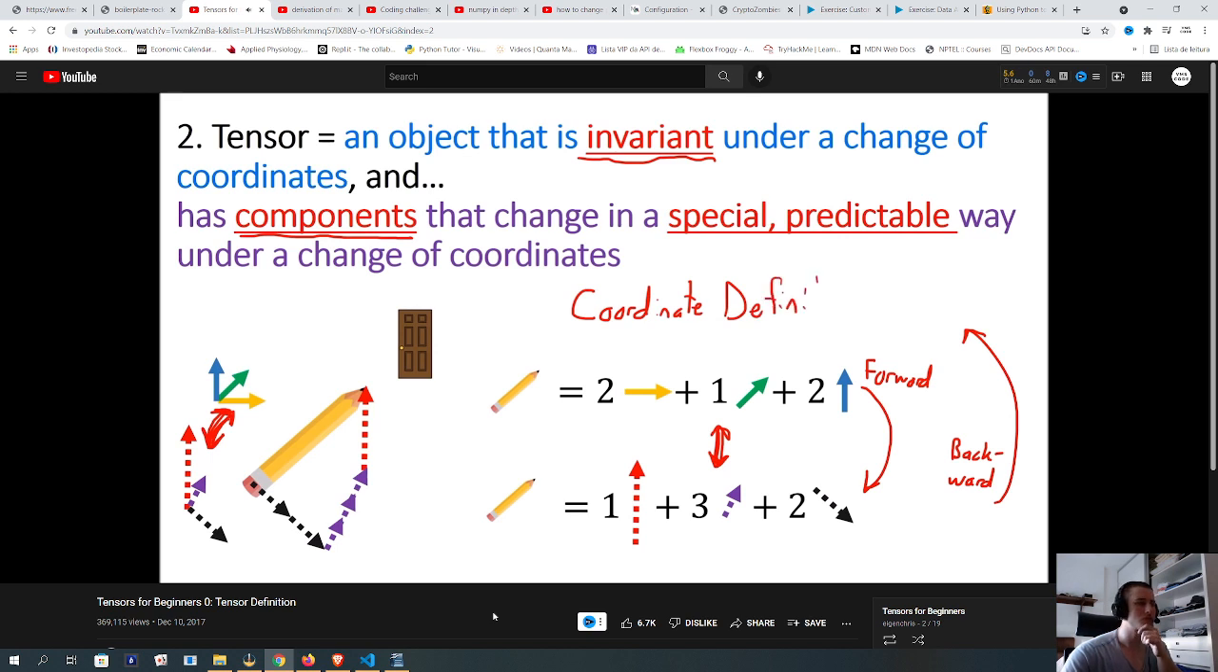And this definition is actually pretty good. It does get to what the heart of a tensor is. It's an object that's invariant, but whose components change. But it turns out that we can come up with an even better definition. And so I'm going to switch to that one here.